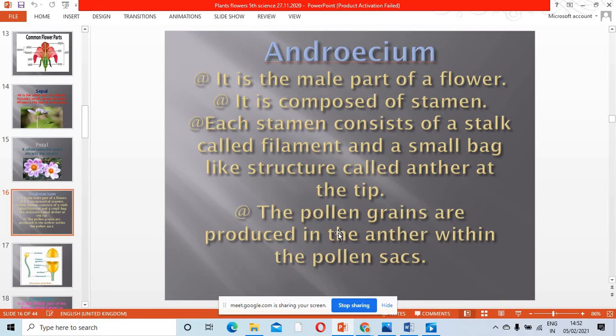Children, some of you would have plucked flowers, and when you pluck flowers, in your fingers you will see some powdery things sticking on your fingers. Okay. That is nothing but the pollen grains. So the anther will hold the pollen grains. It's like a bag, it will hold the pollen grains.